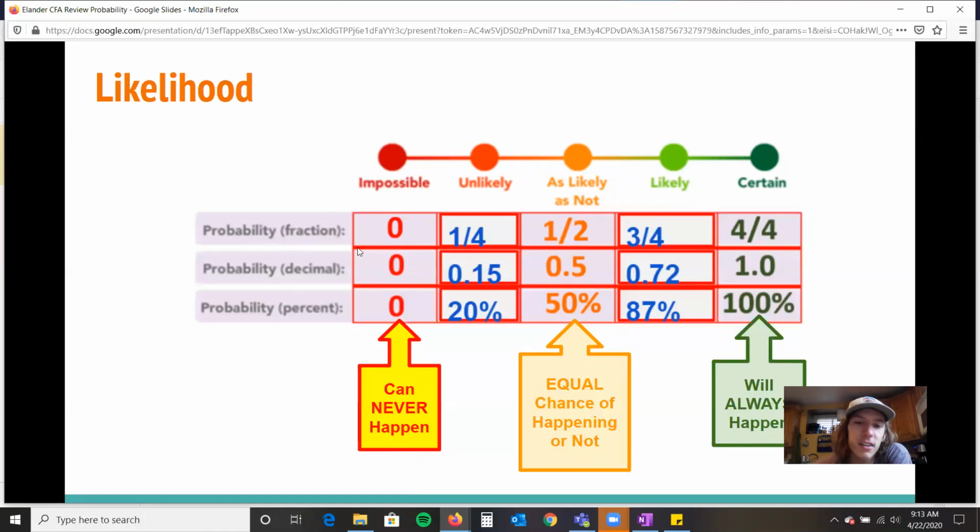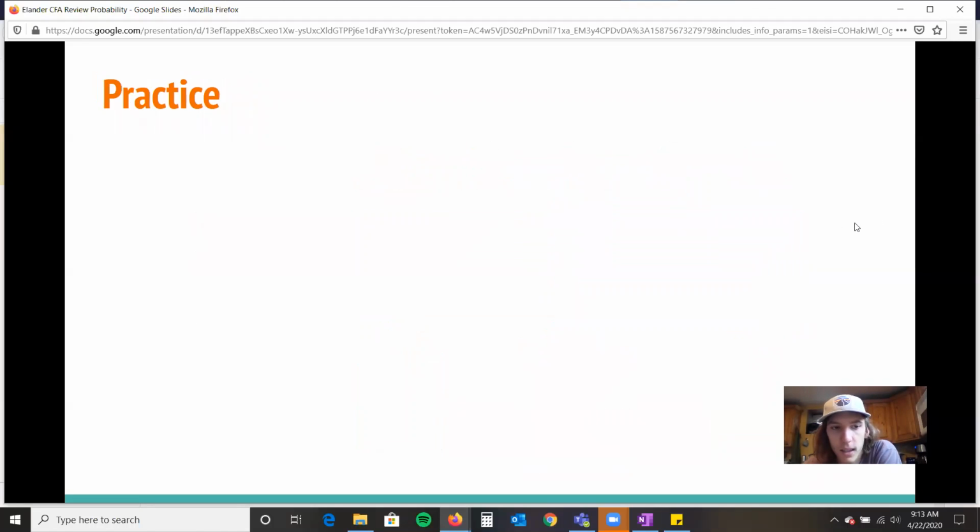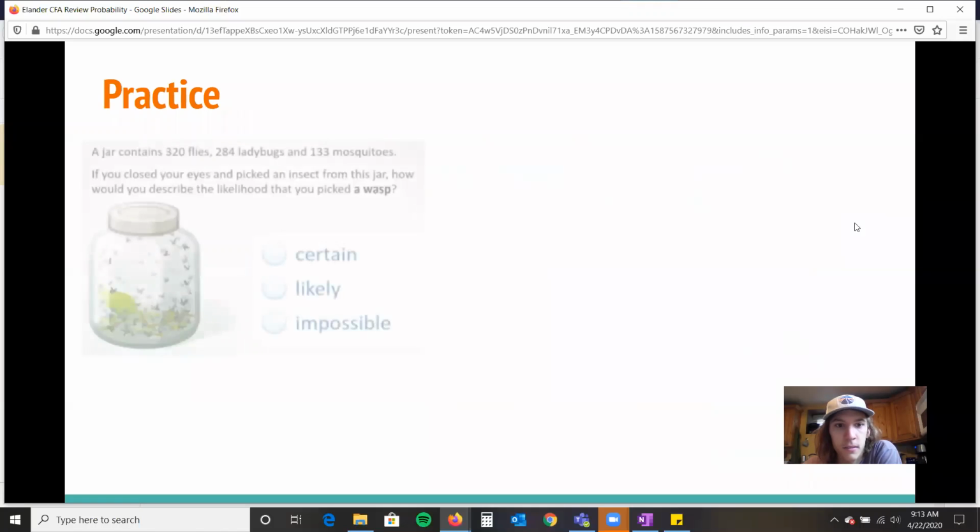Again, these aren't exact words. On the CFA, we'll use the same words to keep it simple. But likelihood is anything from impossible all the way to it must happen. So you've got this different range of possibilities. Alrighty, let's roll on.